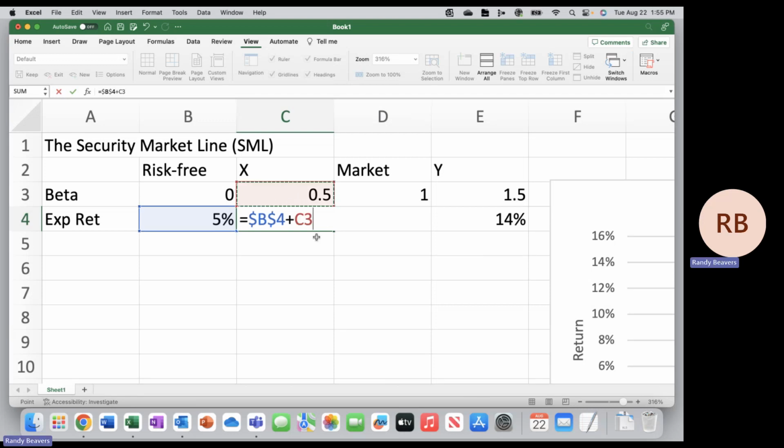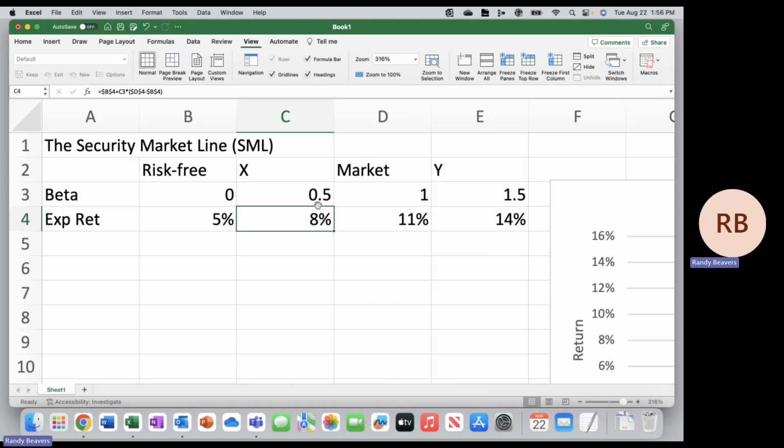the current beta, so in this case X's beta is 0.5, multiplied by the difference between the market expected return, that's in cell D4, make sure that is anchored, minus B4, and it will be anchored again. So the formula is the risk-free rate plus beta of the asset multiplied by the difference in the market return and the risk-free rate. That's otherwise known as the market risk premium, this portion here that is in the parentheses.